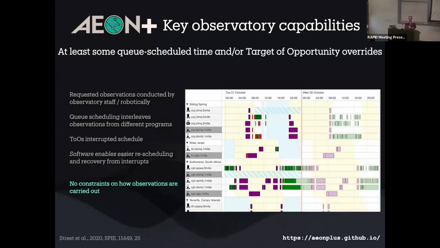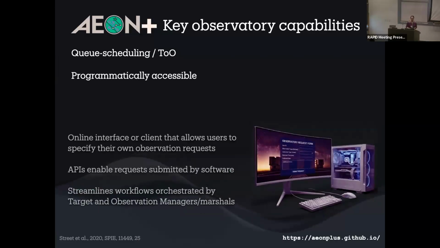Software here becomes an essential tool because at the observatory side, it really helps observatory staff to have some kind of software to rebuild the schedule after a TOO rather than have it interrupted. However, this doesn't imply any constraints on how those observations are actually conducted at the observatory, be it manual or robotic. The other aspect, the other requirement, is to have some kind of means to submit observation requests programmatically.